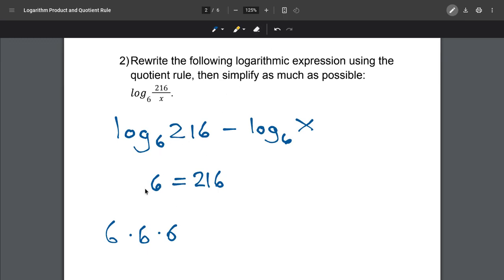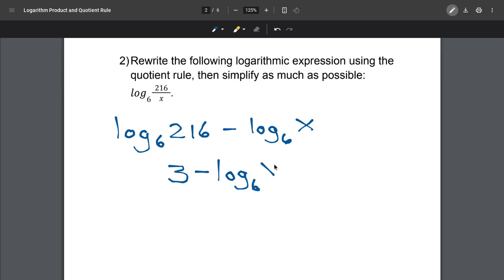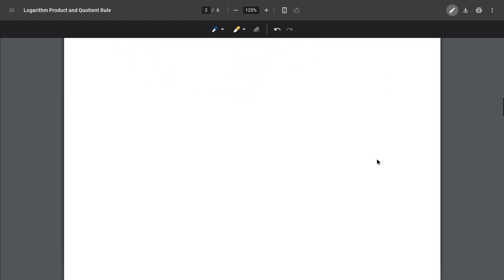So I'm just going to get rid of this stuff, and we'll write 3 here. Now again, for this one, we don't know what x is, so we're going to have to leave that as is. So we're going to say 3 minus log base 6 of x is going to be our solution here. Okay, let's keep going.